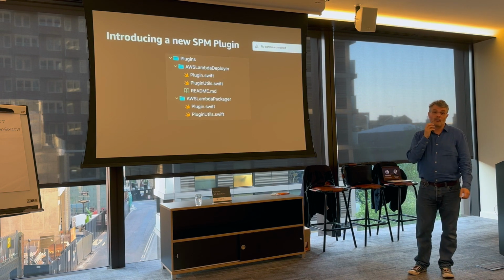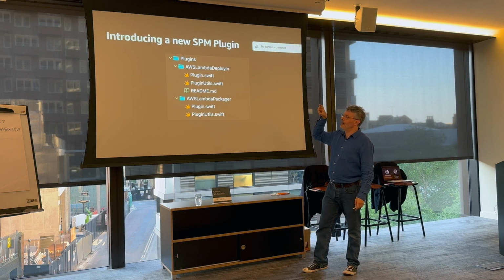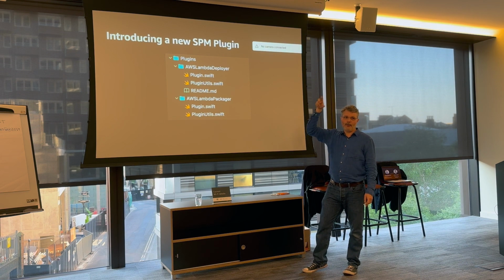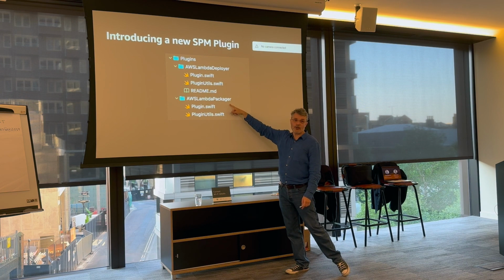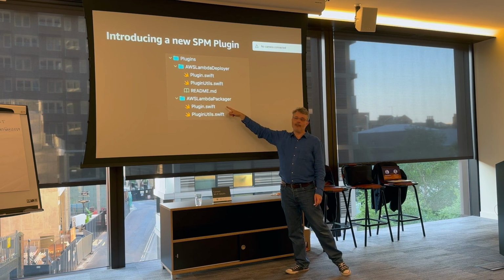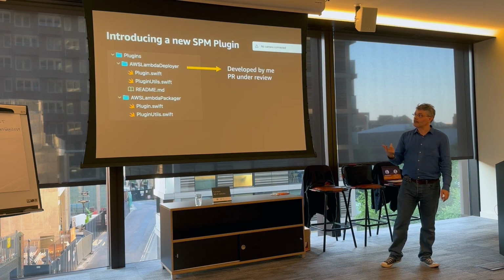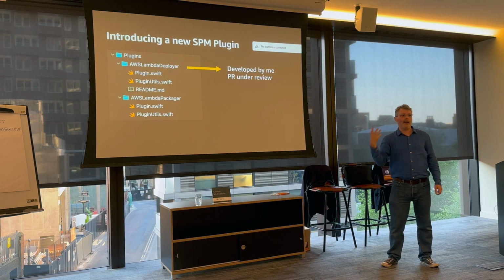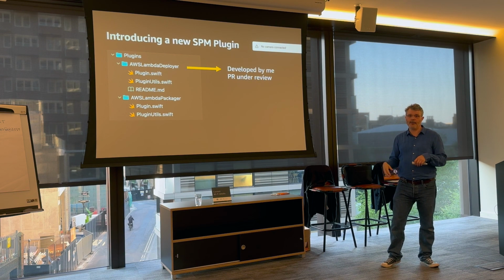So I tried to write another plugin. If you look at the repo now, it's in a pull request. It has not been approved yet. But if you look at that branch of the pull request, there are two plugins. There is the packager plugin, so the archive, the one that creates the zip, and I created a deployer plugin that allows you to deploy the zip file to Lambda from Swift using swift package something.